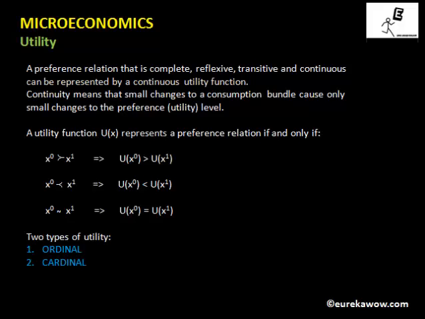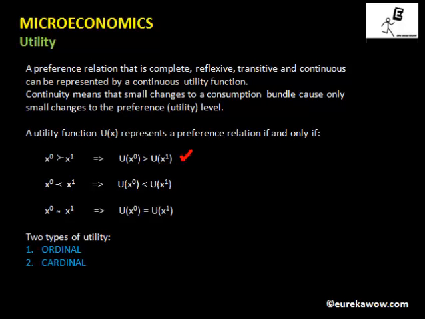We say that a utility function represents a preference relation if and only if the following properties are satisfied. First, if there are two bundles, say x0 and x1, then if a consumer strictly prefers bundle x0 to bundle x1, then the utility that the consumer derives from bundle x0 is strictly greater than the utility that the consumer derives from bundle x1. Second, if the consumer strictly prefers bundle x1 over bundle x0, then the utility that the consumer gets from bundle x0 is strictly less than the utility that the consumer gets from bundle x1.